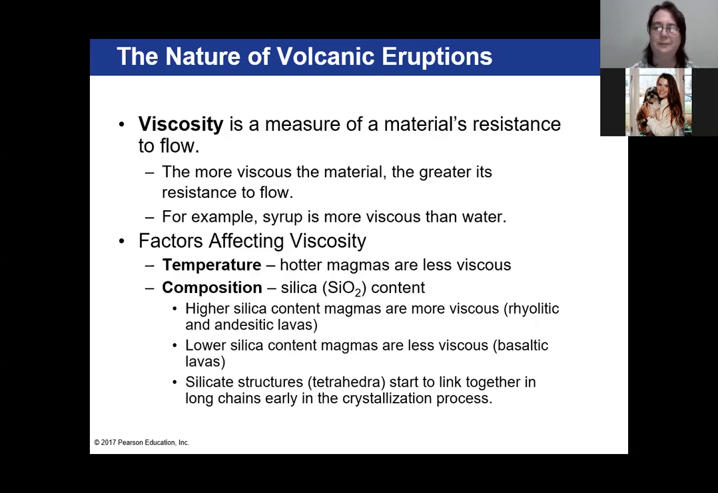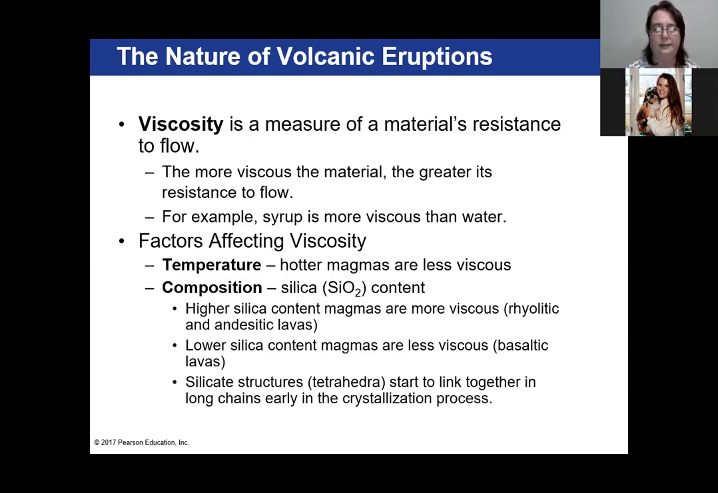So if your magma is hotter, it's going to flow more easily. So think Hawaii. Hawaii eruptions are very gloopy, and they flow pretty well. Hawaii also has a lower silica content. So that means it's less viscous. It flows better.